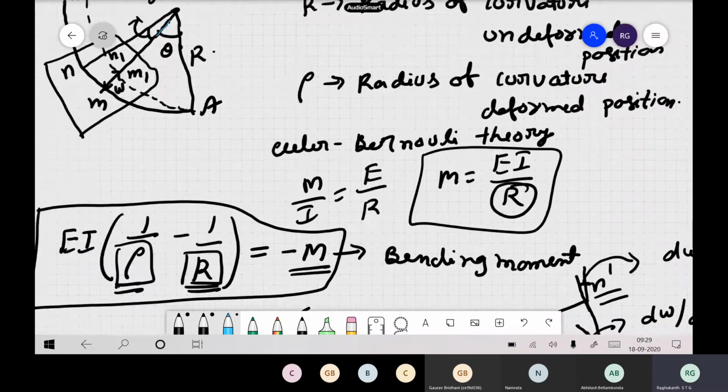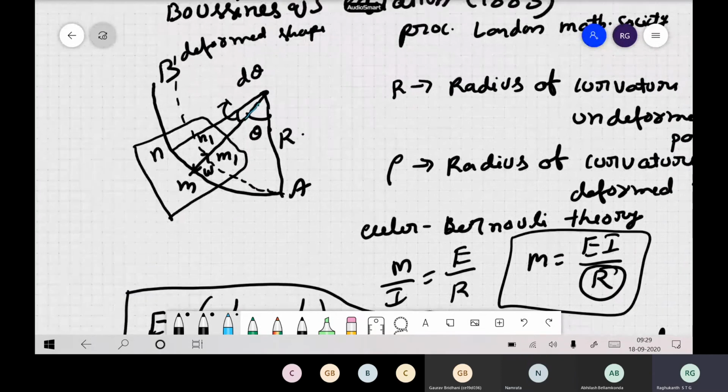You are having two shapes, right? This is your original shape, the dark line. This dotted line is the deformed shape of the arch. Now at this m1, you are trying to find out the angle. So how do you find the angle here? You draw a tangent. That will give you dw by ds here, so that is the angle at this place.